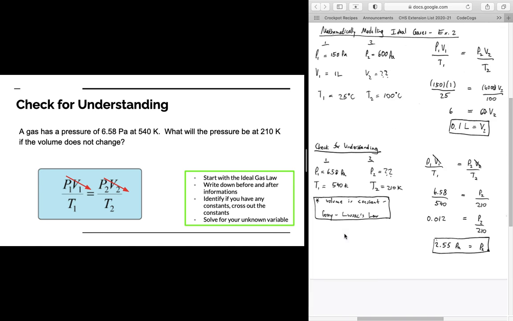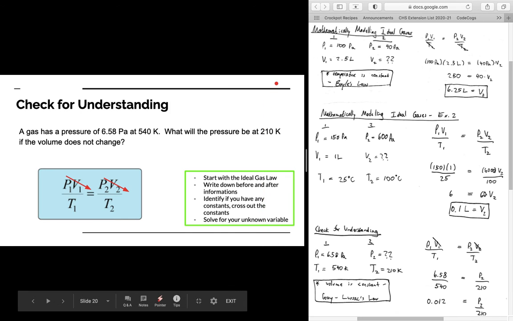All right, and this is our lesson on modeling ideal gases.